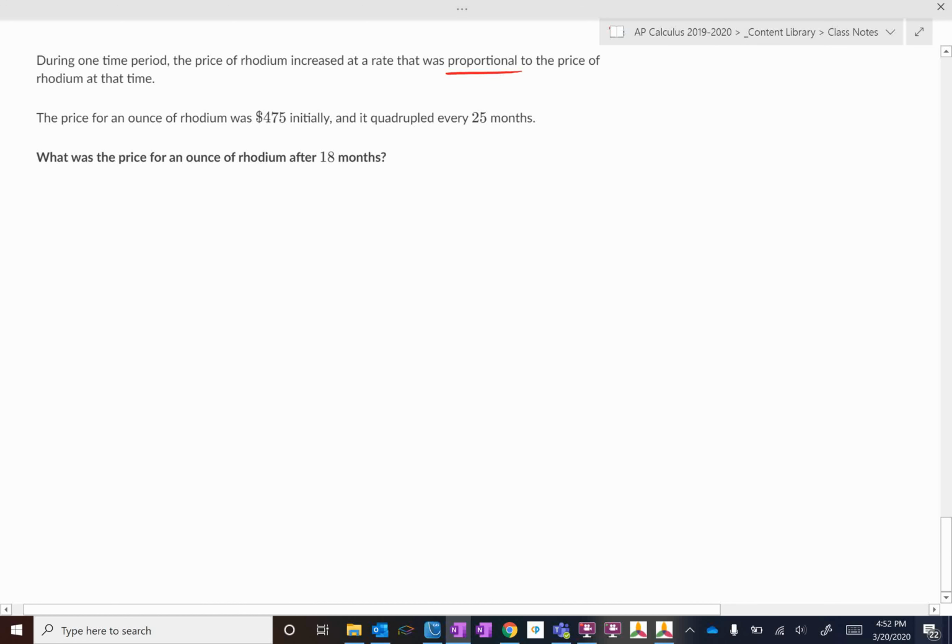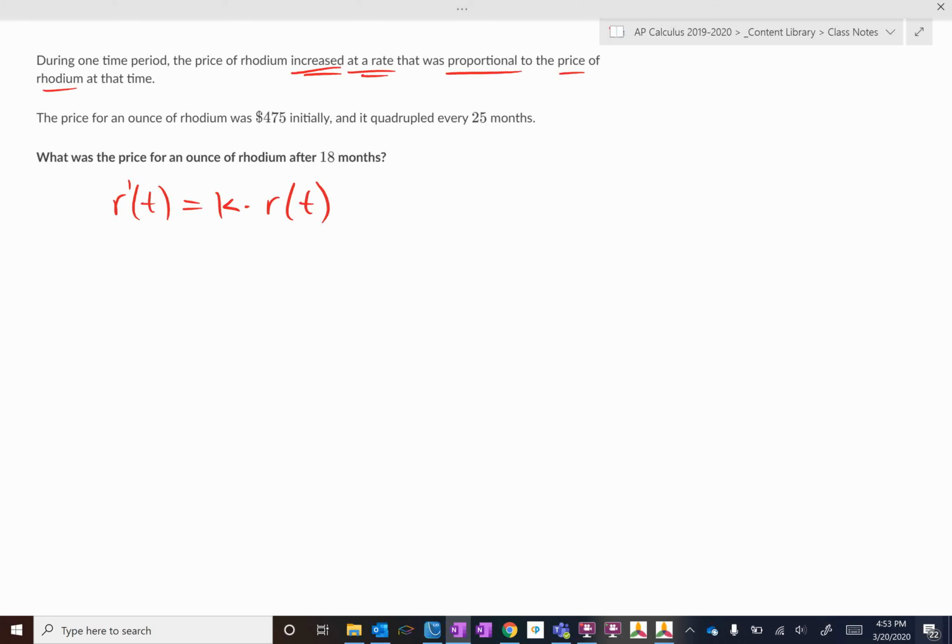All right, so let's start by writing our equation. We know that the price of rhodium increased at a rate, which should be triggering the derivative. So the price of rhodium, let's call that R for rhodium, as a function of time. The price increased, so the derivative of R is proportional to the price of rhodium at that time. So we have this constant of proportionality, k, times the actual price of rhodium, which would just be R of t at that given time.